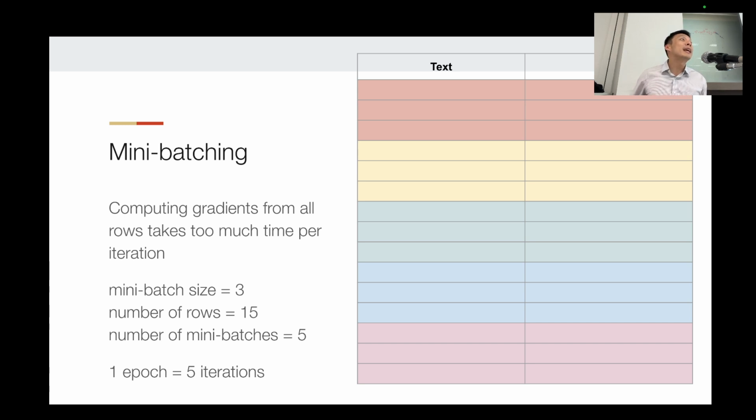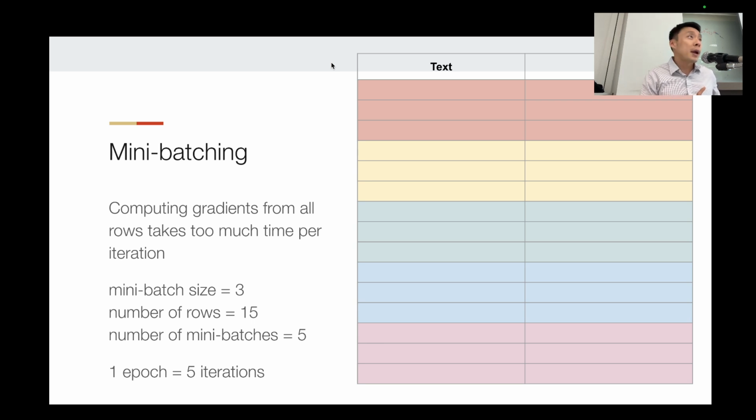So we have something in between we call mini batching. Batch means the whole thing. Mini batch means a batch that is smaller. So you compute the gradient over multiple rows. You can adjust this thing called mini batch size, sometimes just called batch size. If you set it equal to 3 and the number of rows in your training set is 15, then you have 5 iterations. So one epoch equals 5 iterations.